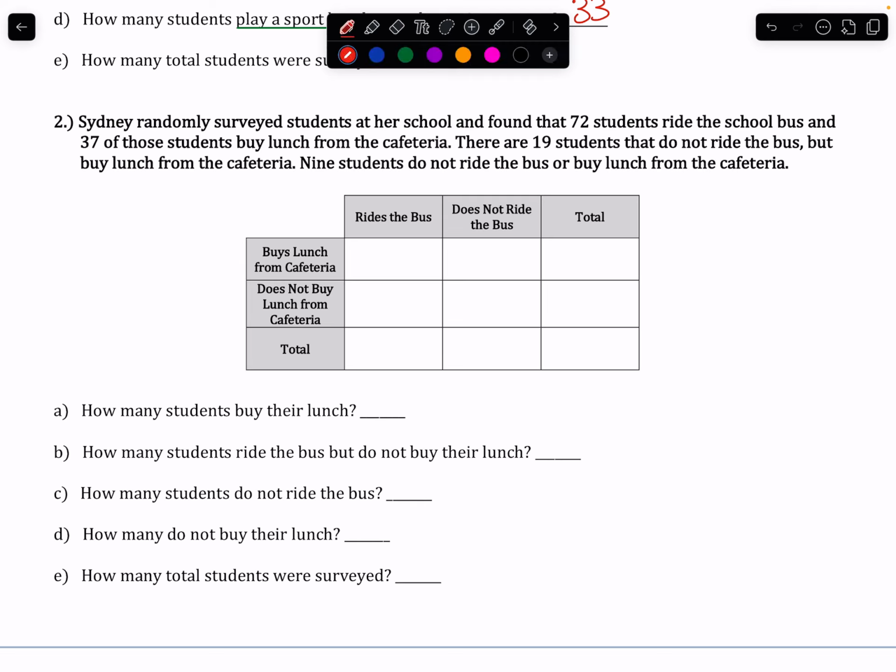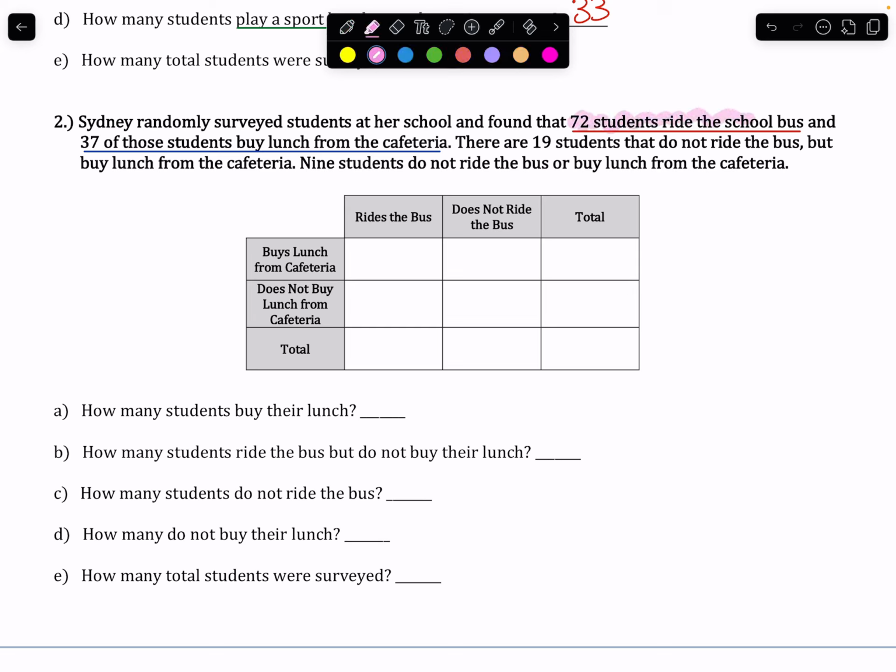But question 2 says, Sydney randomly surveyed students at her school and found that 72 students ride the school bus. And 37 of those students buy lunch from the cafeteria. So right off the bat, we have some important pieces of information. The first one here is that 72 students ride the school bus.